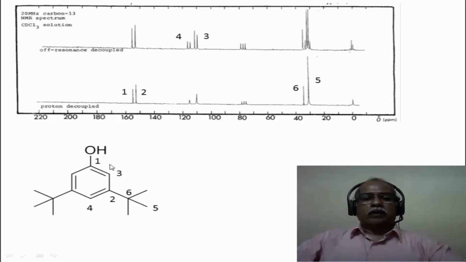The phenolic OH carbon will come in the region around 150 plus. So this 155 peak, which is labeled as 1, corresponds to the ipso carbon. Then comes carbon number 2, which is the second ipso carbon bearing the tertiary butyl group. The molecule is half symmetrical, it has a symmetry plane. These 2 tertiary butyl groups are identical to each other. The tertiary butyl quaternary carbon 6 comes in this region as a singlet, and the methyl carbons come as a quartet in the half resonance spectrum, which is coming around 30 ppm or so in this particular case.